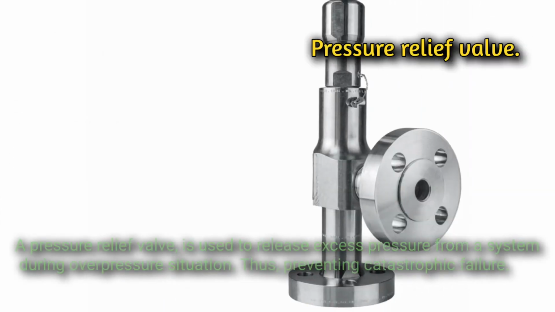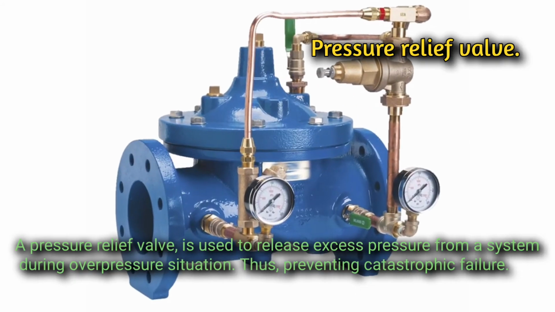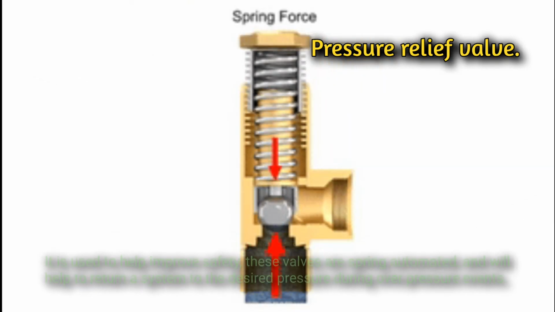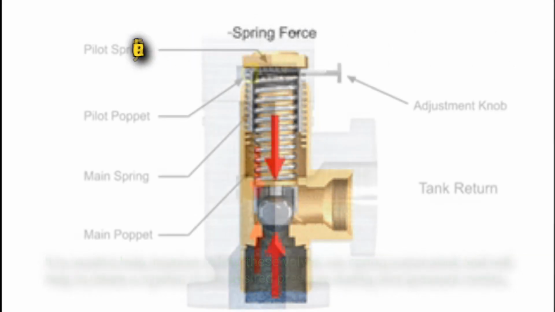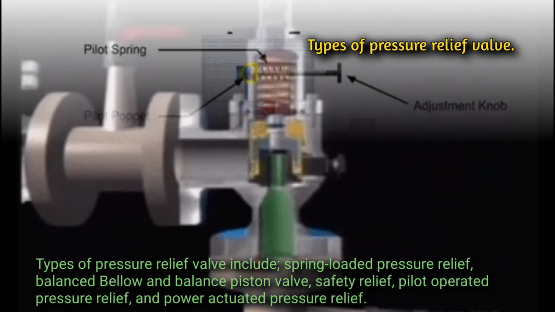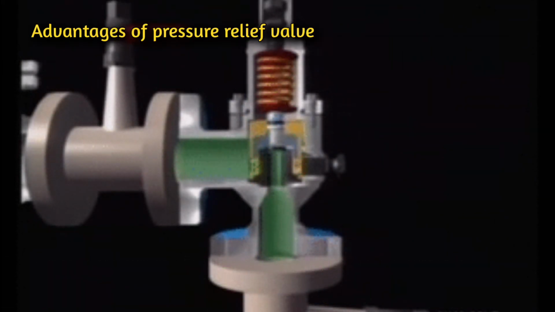Pressure relief valve. A pressure relief valve is used to release excess pressure from a system during overpressure situations, thus preventing catastrophic failure. It is used to help improve safety. These valves are spring automated and will help to return a system to the desired pressure during overpressure events. Types of pressure relief valve include spring-loaded pressure relief, balanced bellows and balanced piston valve, safety relief, pilot-operated pressure relief, and power-actuated pressure relief.